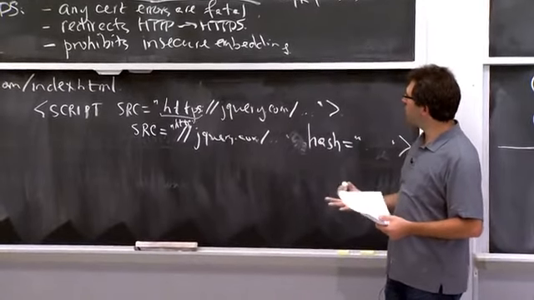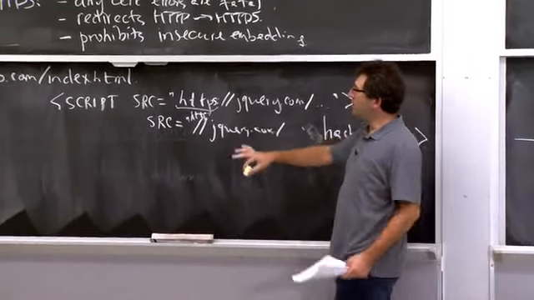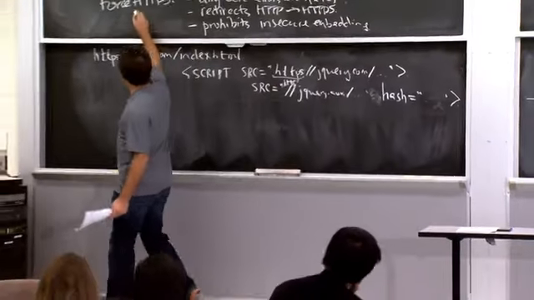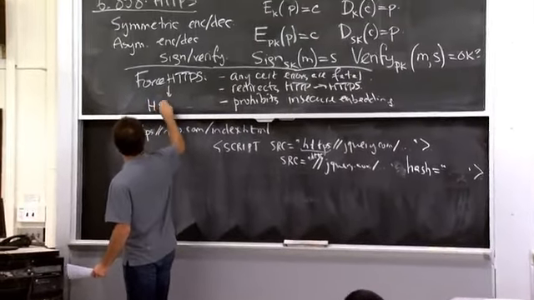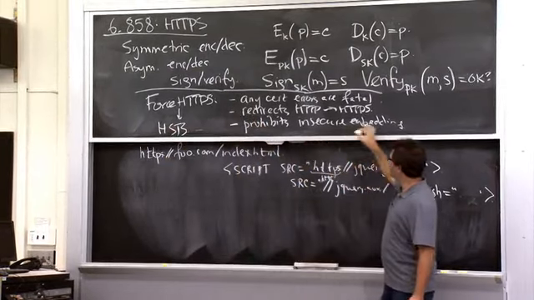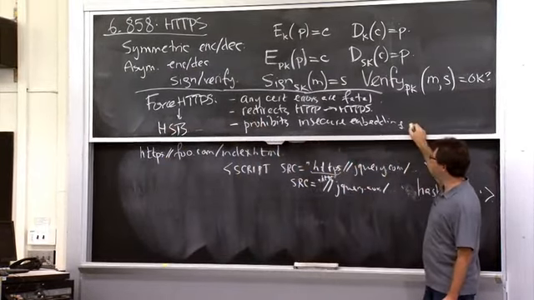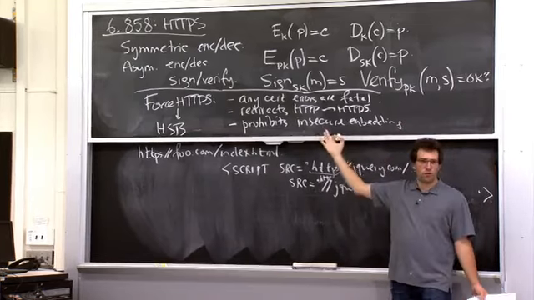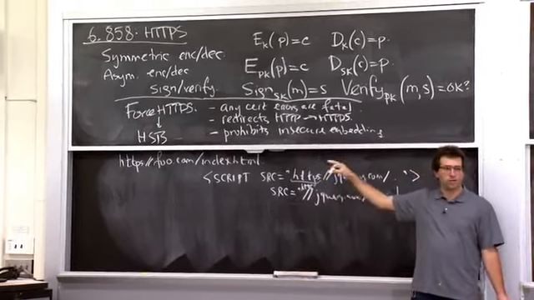So this is what the force HTTPS extension did. In terms of what's going on now, this HTTP Strict Transport Security, HSTS protocol, basically does the same things. Most browsers now prohibit insecure embedding by default. So this used to be a little controversial because many developers had trouble with this.